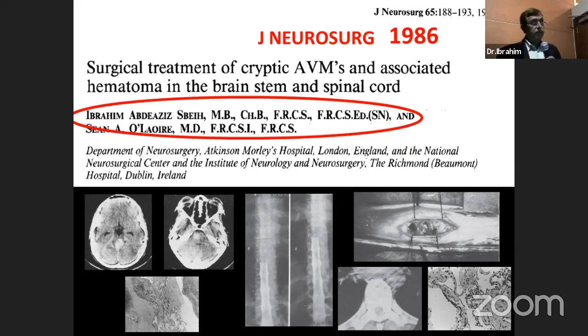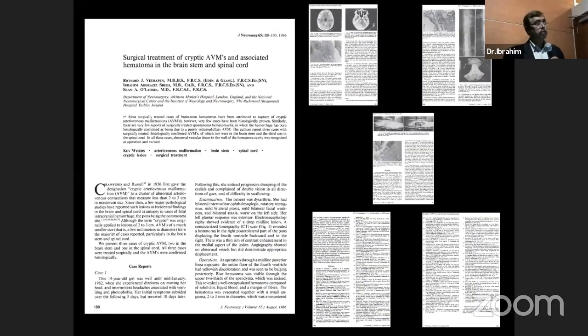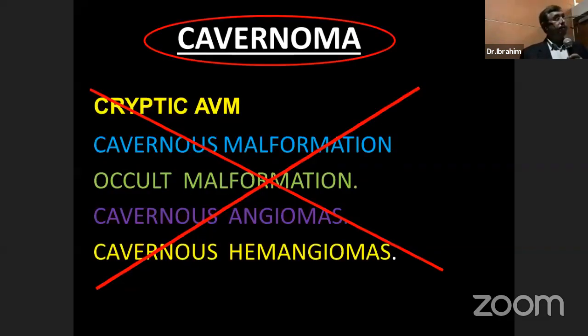This is when I was at the Atkinson Morley Hospital. At that time, they used to be called cryptic AVMs. So this is the paper. To publish something in the Journal of Neurosurgery, if you publish one paper, you have something. So it is called cavernoma.